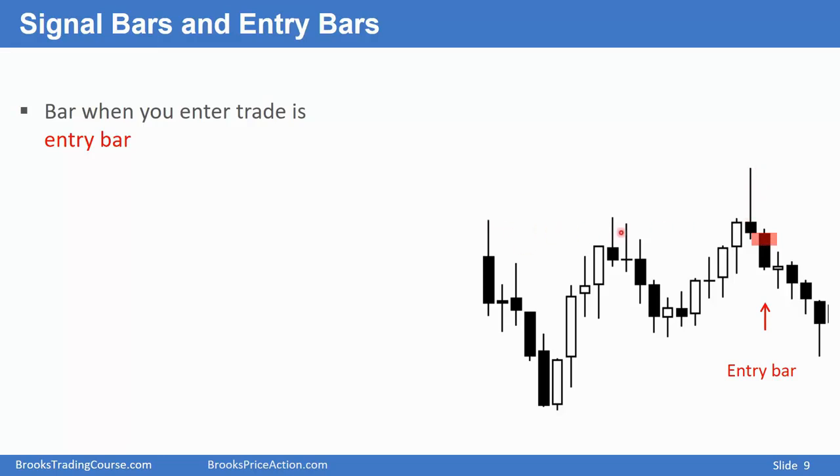You have a failed breakout above a double top. You have 2 legs up, maybe in a trading range, 1 pullback, 2. This bar is telling you maybe you should go short if the next bar trades below the low. So this bar is the signal bar, and you enter on that bar.